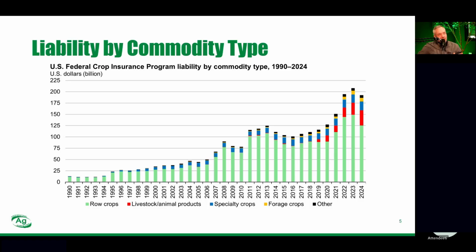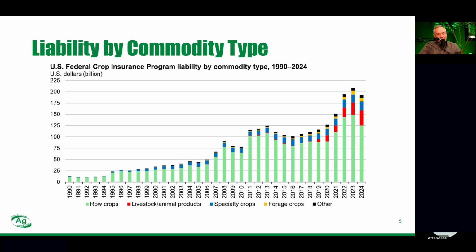Now, one thing that you'll also see here is, from 2020 forward, the growth of that red bar, or part of the bar, and that's around our livestock products, our LRP, our LGM. In 2020, they increased the subsidy on the LRP and LGM products, greatly increasing the participation. As more people are using those products, our liability by commodity type for those livestock coverages increases as well. And you can also see the specialty crops and forage crops.